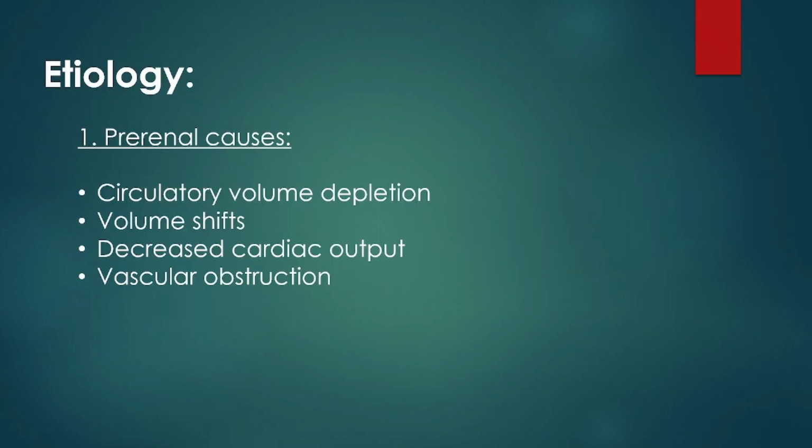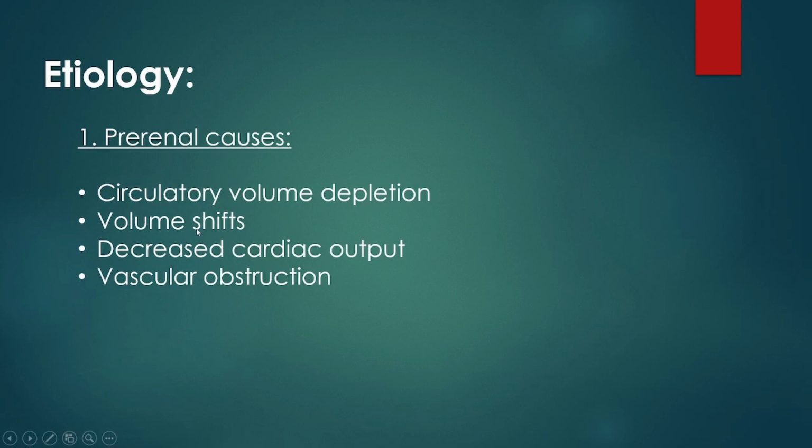Etiology. Etiology is mainly of three types: pre-renal causes, intrarenal causes and post-renal causes. First of all, pre-renal causes. Pre-renal causes are circulatory volume depletion, volume shift, decreased cardiac output and vascular obstruction. Circulatory volume depletion occurs with diarrhea, vomiting, hemorrhage or excessive use of diuretics, burns, renal salt wasting conditions or glycosuria. These are all the conditions which lead to circulatory volume depletion.